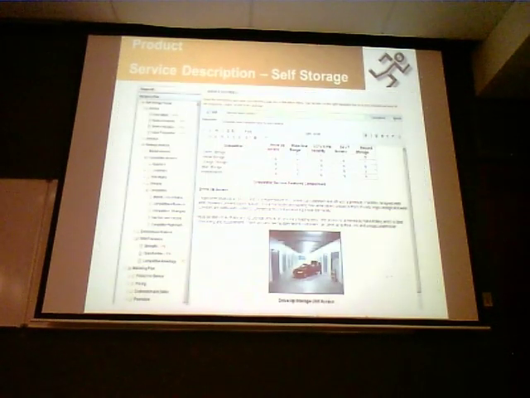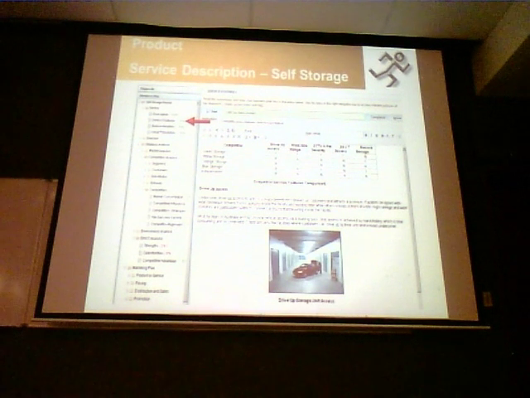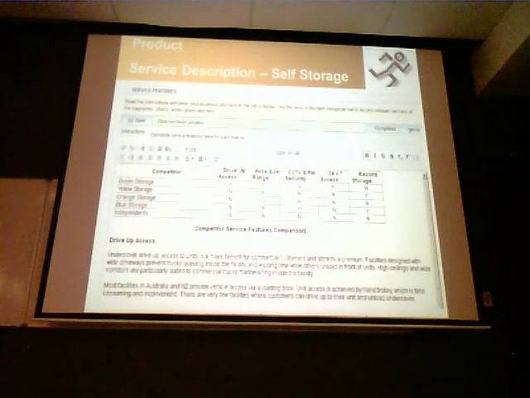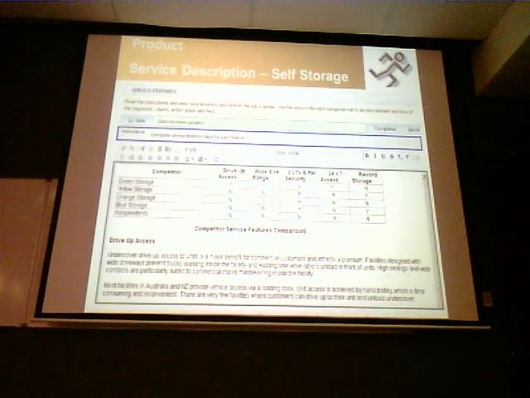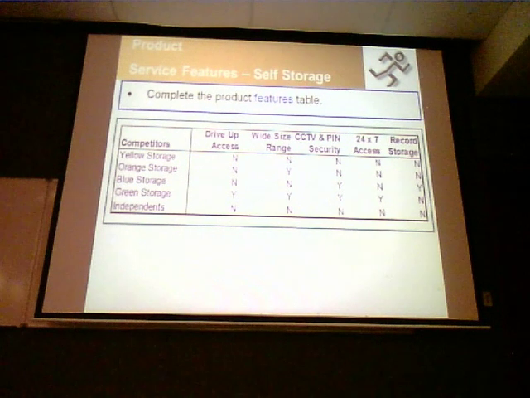So I'm trying to paint a picture of what the product is. For the next part of the business plan tool, I clicked on service features, and it asked me this question. So I put in a table and a photograph and some text into the field. Let's have a look at that. I'll blow that up and then blow up my response. It asks to complete a product features table.